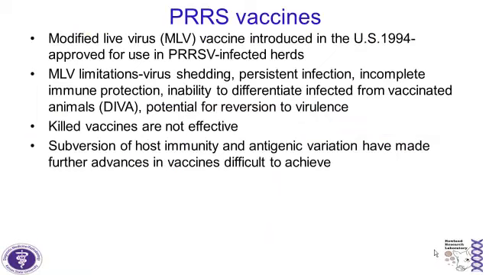PRRS vaccines, we know all about them. We've had modified live vaccines since 1994. New vaccines coming on the market are some of the same modified vaccine designs. Where is the next generation of vaccines? Where are they and when are they? It's anybody's guess. And the question is, will there ever be a perfect vaccine for PRRS?